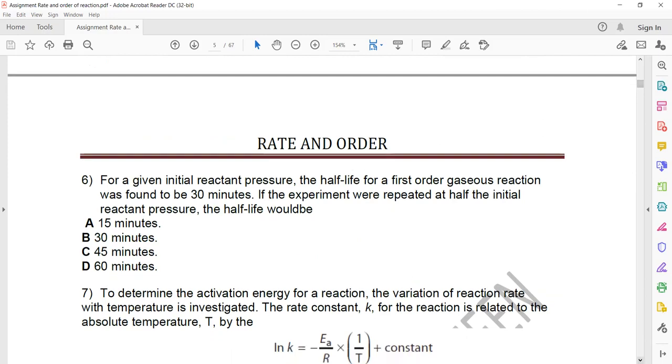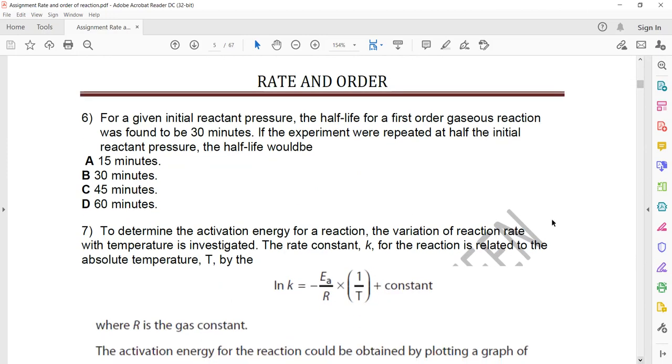In question 6, for a given initial reactant pressure, the half-life for a first order gaseous reaction was found to be 30 minutes. If the experiment was repeated at half the initial reactant pressure, the half-life would be, keep in mind it's a first order, so 15? For a first order reaction, the half-life is constant.